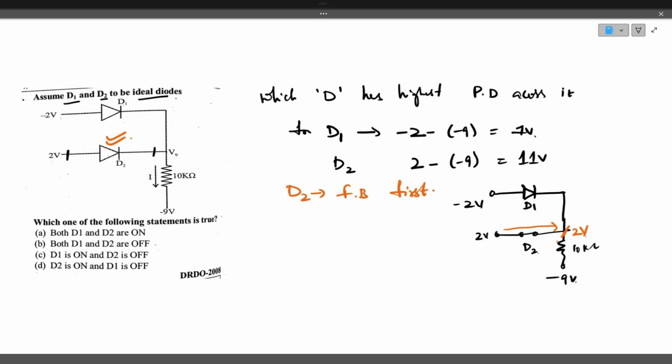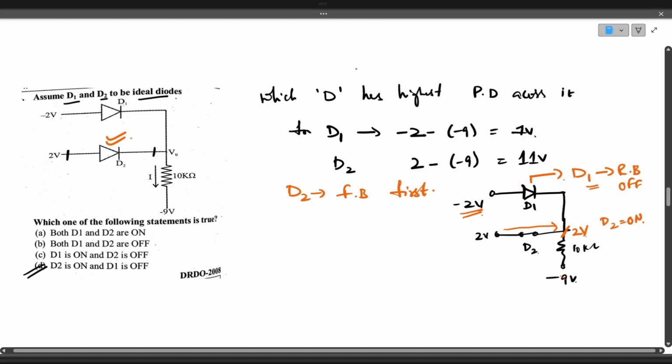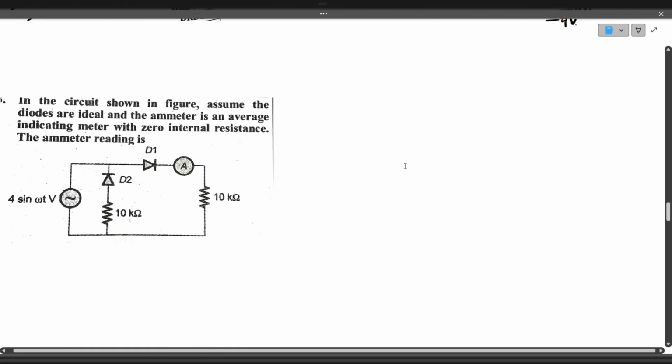Now with this new voltage difference, what is the position of D1? D1 will be reverse biased because its negative terminal has the positive voltage of 2 volts, and its positive P type side is facing the negative 2 volts. So D1 is off and D2 is on. This is the way to analyze the circuit. So the answer is option D, D1 is off and D2 is on. We'll see the next question.